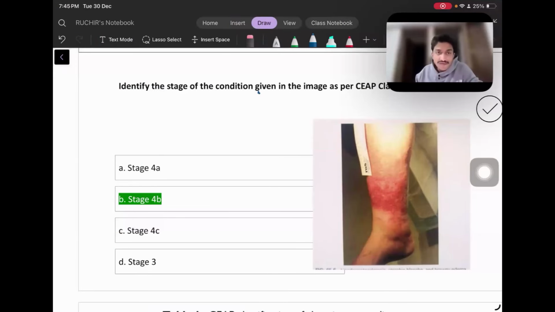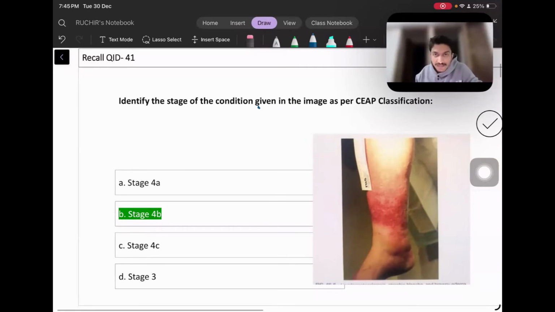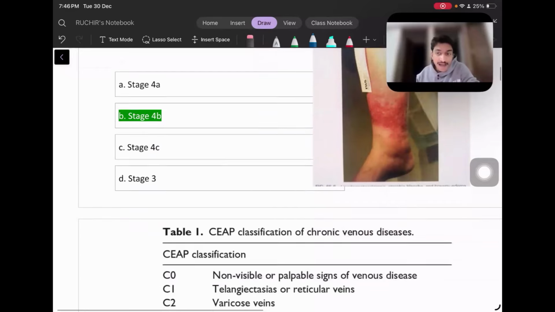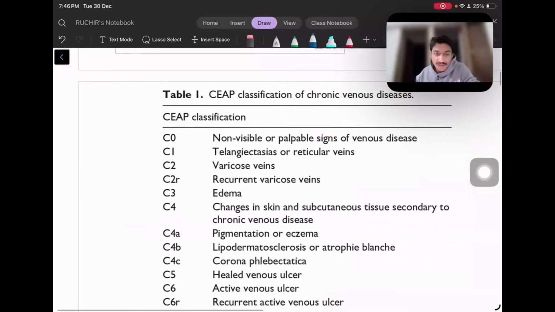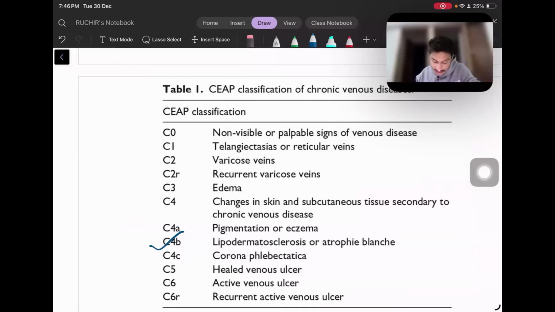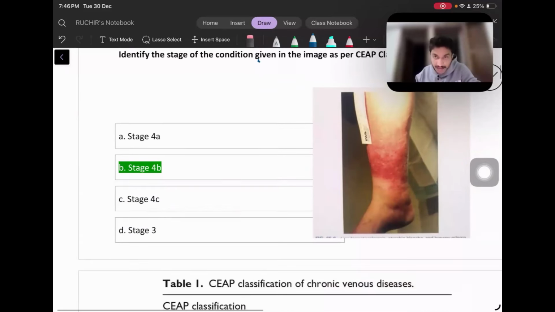So starting with the first question, I think it asked about the CEAP classification, the type or stage of the condition. The image was of lipodermatosclerosis, as given here. As per the CEAP classification, lipodermatosclerosis is C4B. So I think the answer here is C4B. I think there is no doubt about this.